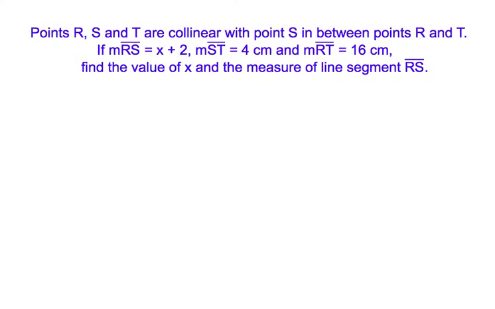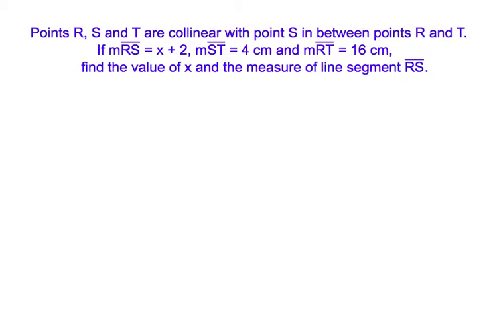We will now review some related problems. Problem number 1. Points R, S, and T are collinear with point S in between points R and T. If the measure of line segment RS is represented as x plus 2, the measure of line segment ST is equal to 4 centimeters, and the measure of line segment RT is equal to 16 centimeters, find the value of x and the measure of line segment RS.